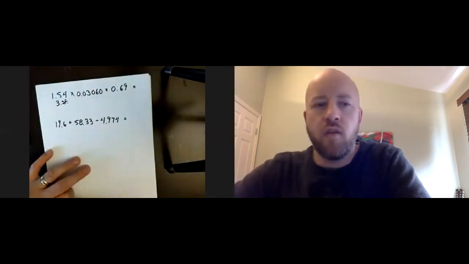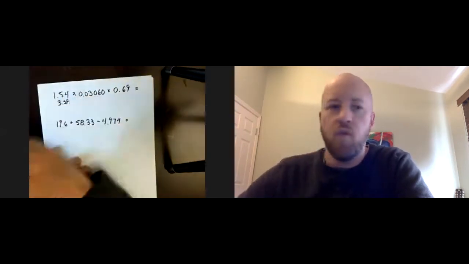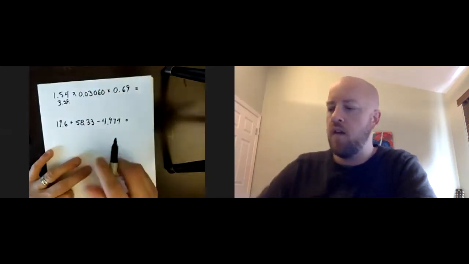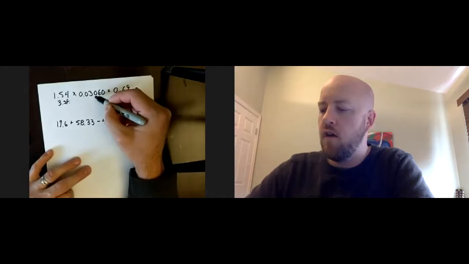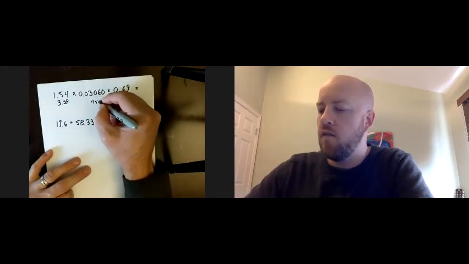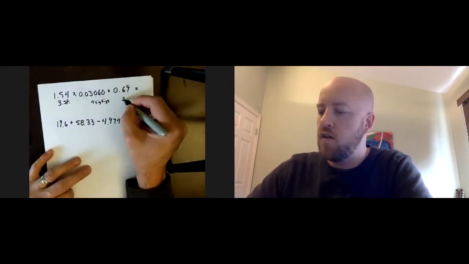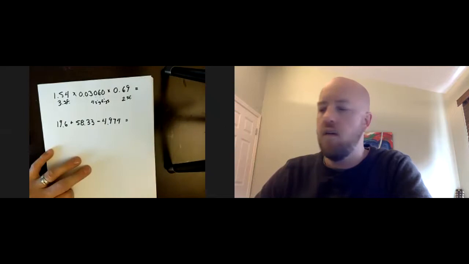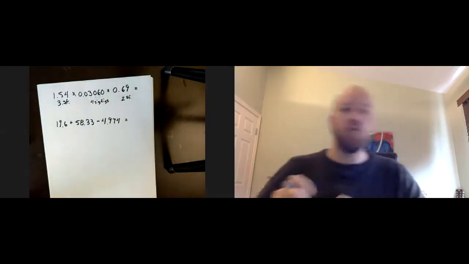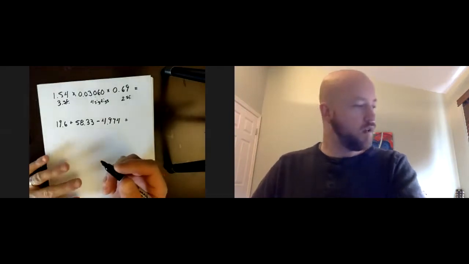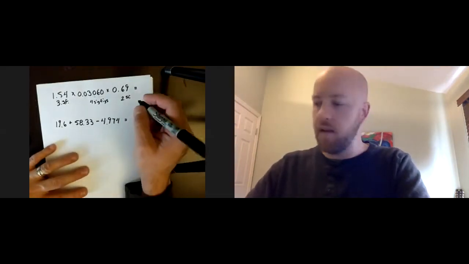In this first one, I have 3 significant figures in the 1.54. In this one here, leading zeros are not significant. So the only ones that are significant here are these 4. Over here, again, the trailing zeros are not significant, so there's only 2 sig figs. When you multiply and divide, the answer is driven by which one has the fewest number of significant figures.